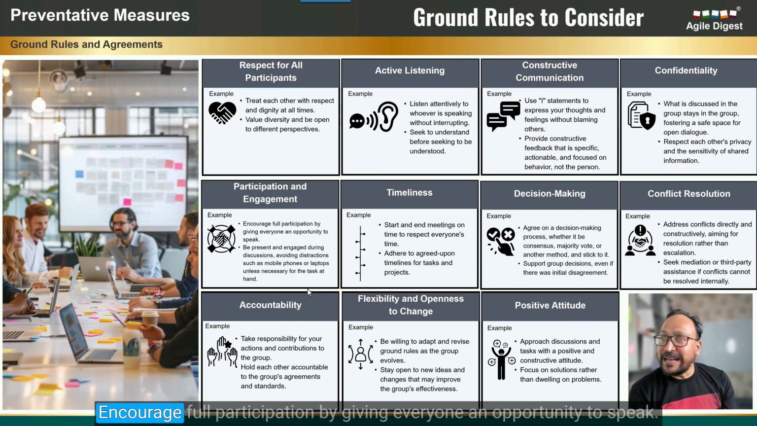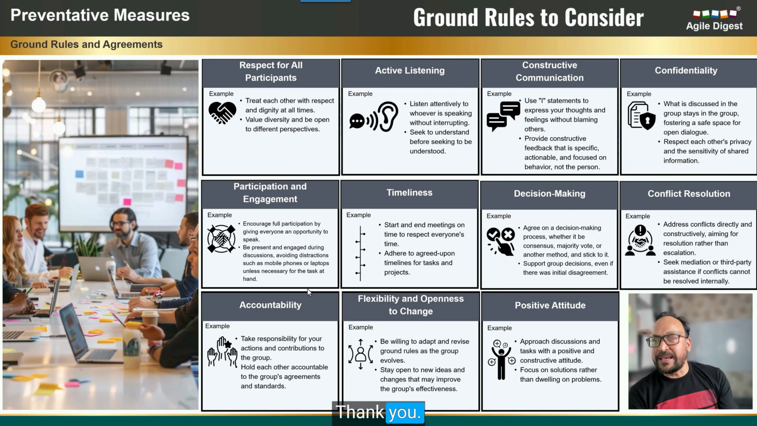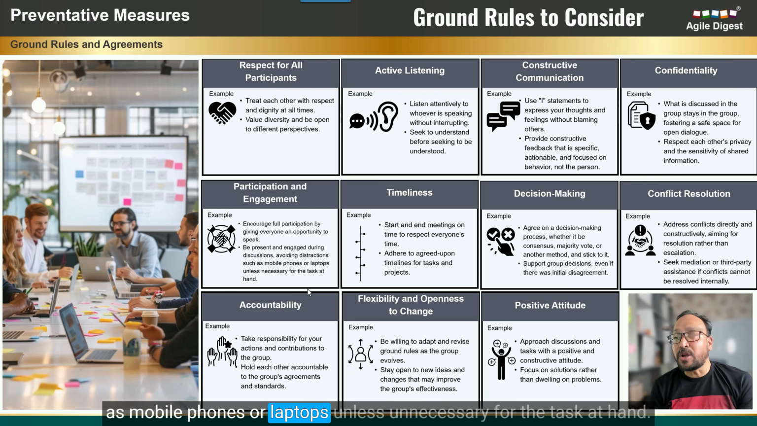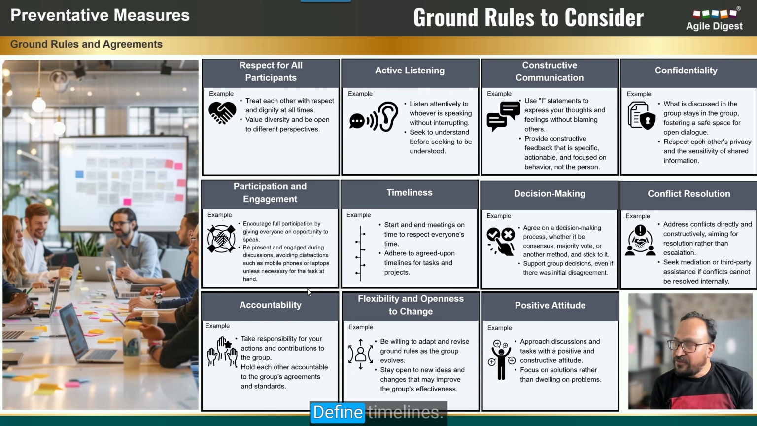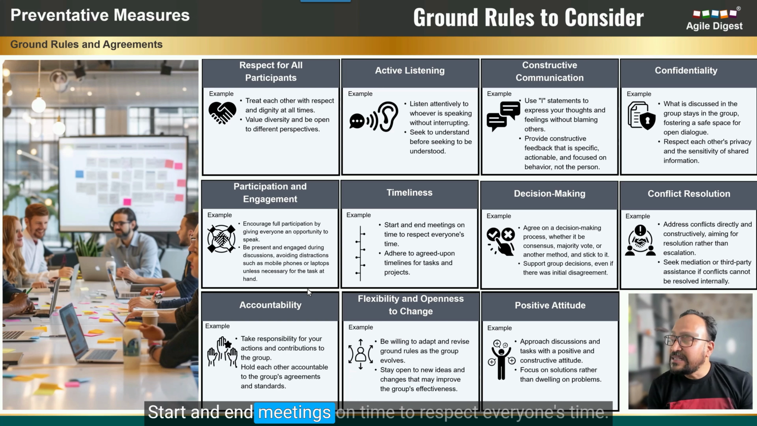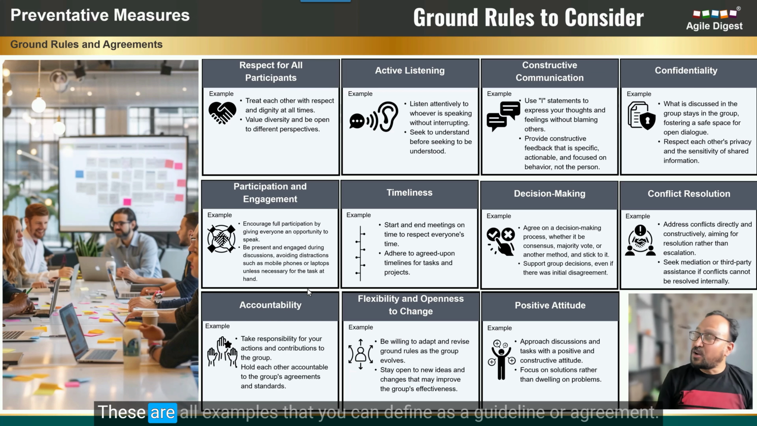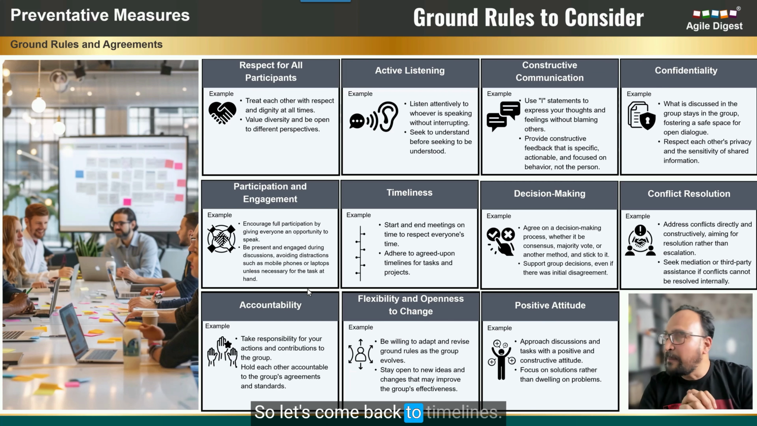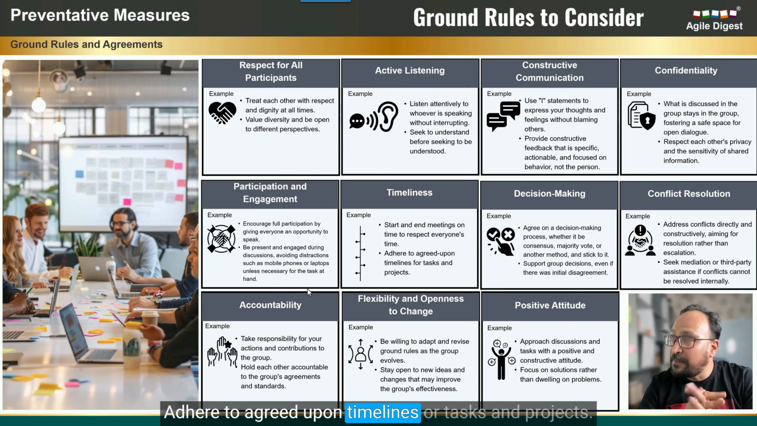Participation and engagement. Encourage full participation by giving everyone an opportunity to speak. Be present and engaged during discussion, and avoid distractions such as mobile phones or laptops unless necessary for the task at hand. Define timelines. Start and end meetings on time to respect everyone's time. These are all examples that you can define as a guideline or agreement, right? So let's come back to timelines. Adhere to agreed upon timelines for tasks and projects.